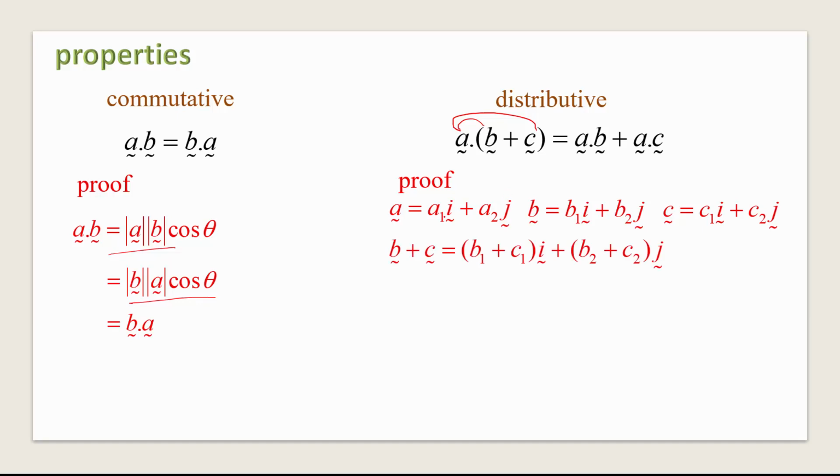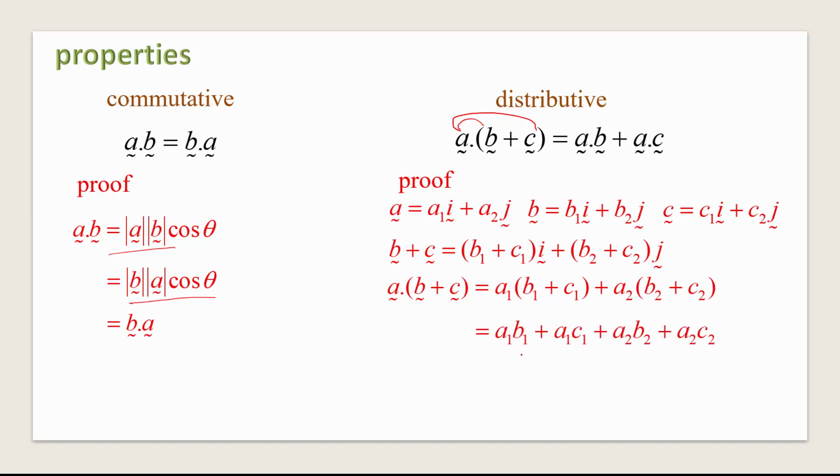First, work out B plus C. Vector B plus C, as you can see, is B1 plus C1 in the i direction plus B2 plus C2 in the j direction. And then if we take the dot product of B plus C with vector A, this is what we obtain. And then we can expand each pair of brackets. And then a bit of reorganization looks like that.